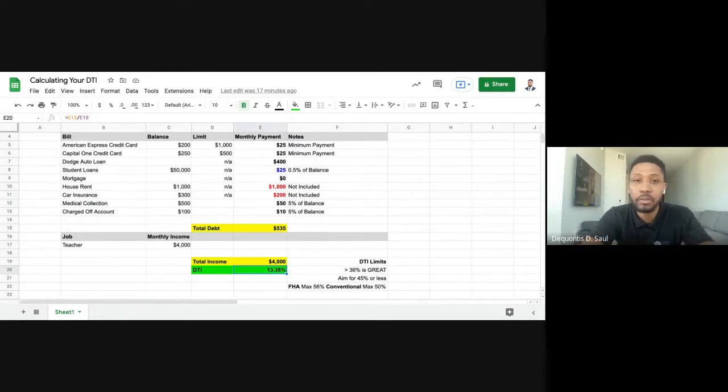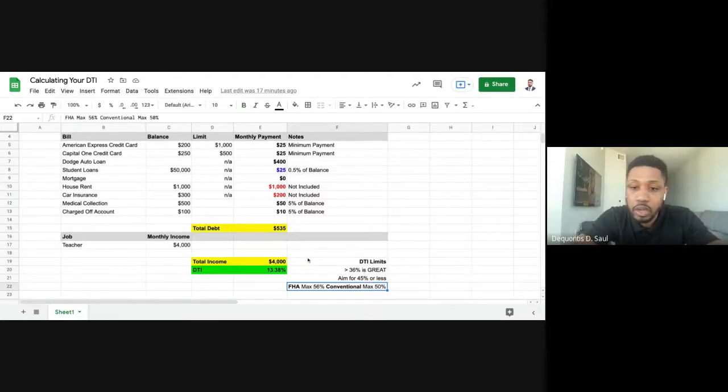It's a good, healthy number to be at, and your chances of getting approved are super likely at 45%. However, for the FHA back-end ratio, they can go up to 56%, and for conventional, they can go up to 50%, right? So let's just say 50% is that max you want to be at typically, right? But aim for 45% or less, and if you're under 36%, you're great.